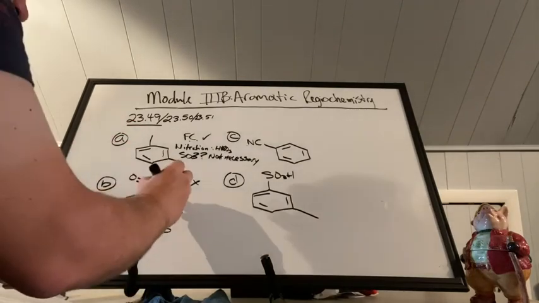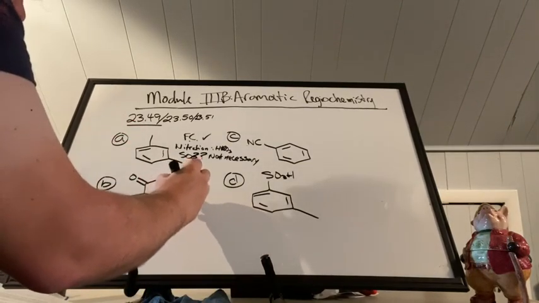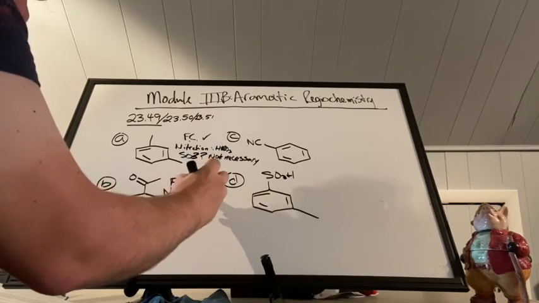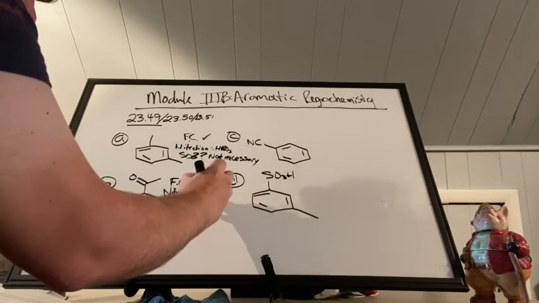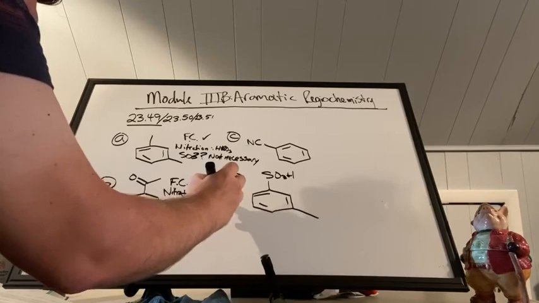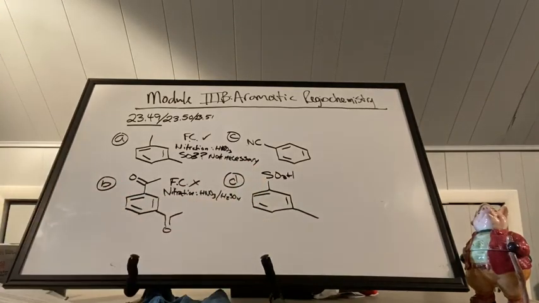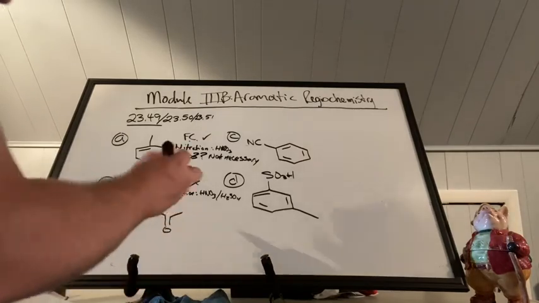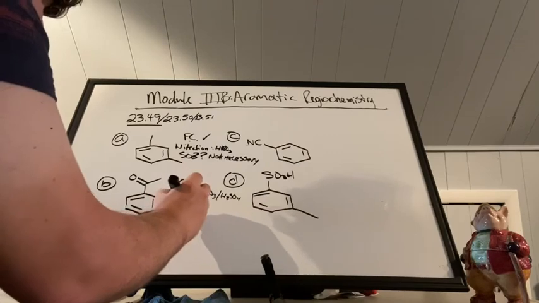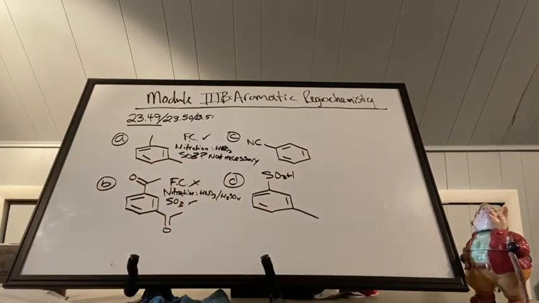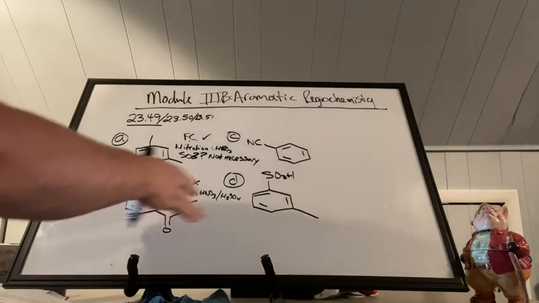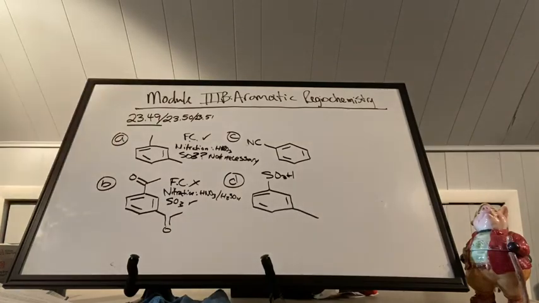For sulfonation, you're going to need H2SO4. It's just that the ring is not activated enough. And then SO3, yes. So SO3 and H2SO4 is required. And pretty much the rest is the same.